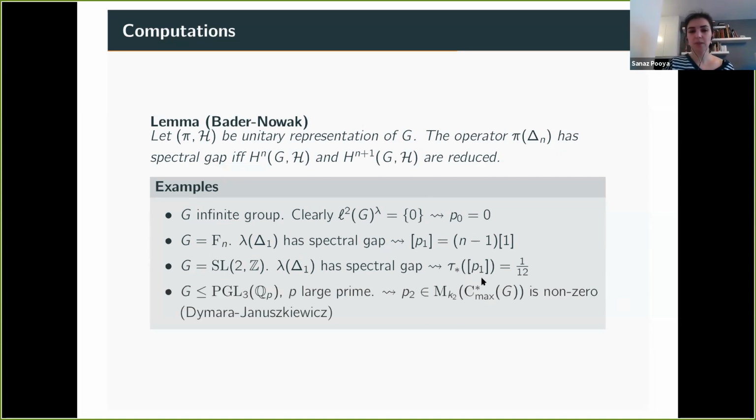Last example. Let's take a lattice inside PGL3(Qp) with the assumption, as I mentioned before. One can show that P2 lives inside matrices over the C star max of G, and it is non-zero. Well, again, with what I said at the beginning of my talk, in this case, the cohomology is reduced always. So we get this basically by the result.